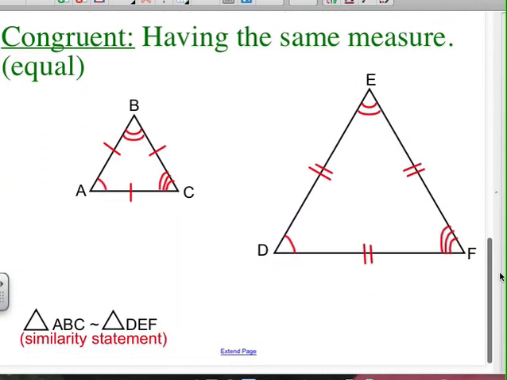Last definition right here. Congruent. Congruent means having the exact same measurement, meaning that they are equal. And this is important to talk about because what you're going to see a lot of times when we're talking about similar figures or similar triangles in this case is that when shapes are congruent, sometimes they use these tally marks. They call them tick marks or tally marks. And they use these little arcs on these angles to indicate equal measurement.